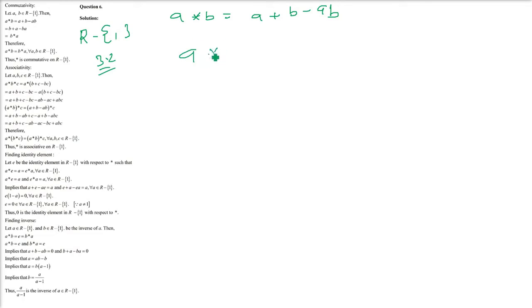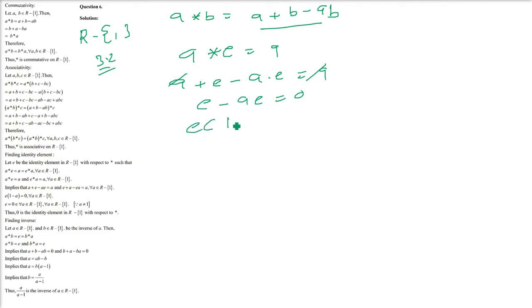If A is operated with E, you should get A back. So A plus E minus AE, in place of B I am replacing by E, should be equal to A. A gets cancelled. E you can take common and you can get E times (1 minus A). So E(1 minus A) equals 0. That means either E is equal to 0 or 1 minus A is equal to 0.